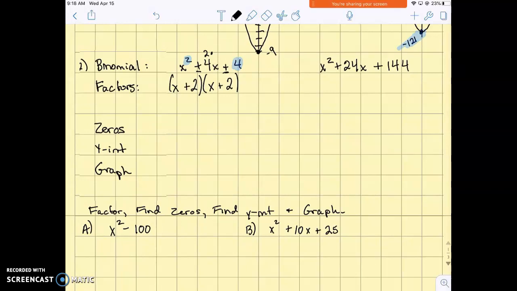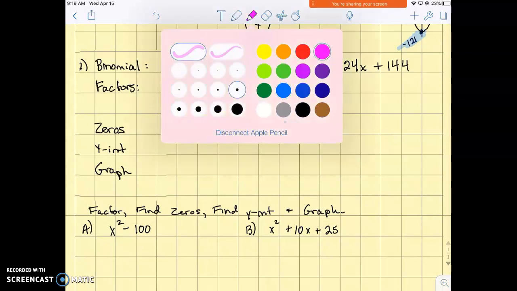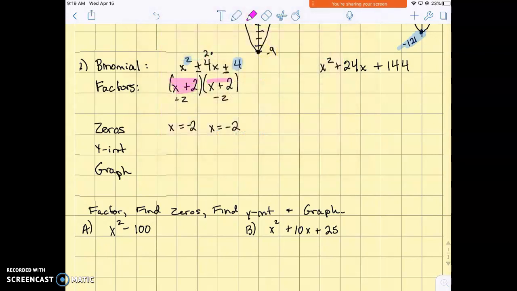We do the same thing where we get our zeros. I'm going to subtract 2 from both sides, and I'm going to get x equals negative 2 and x equals negative 2. Ooh, that's interesting. That's interesting that both of my zeros are the same. Wonder if that's going to happen every time. Well, does that make sense that since my factors are the same, my zeros will be the same? Neat. What's the y-intercept this time? It's positive 4. Very good.